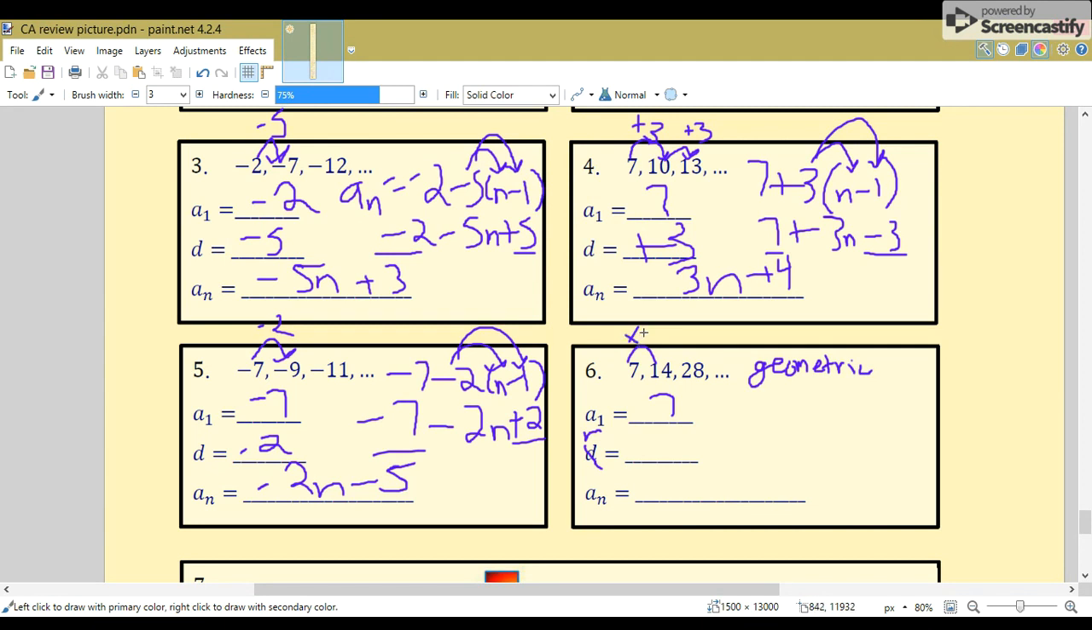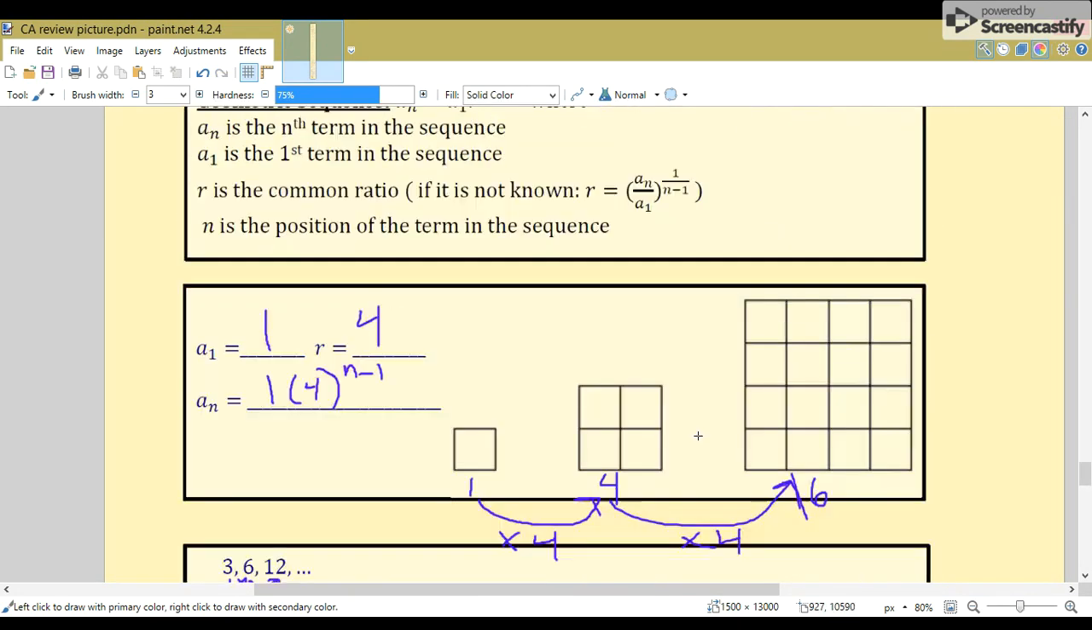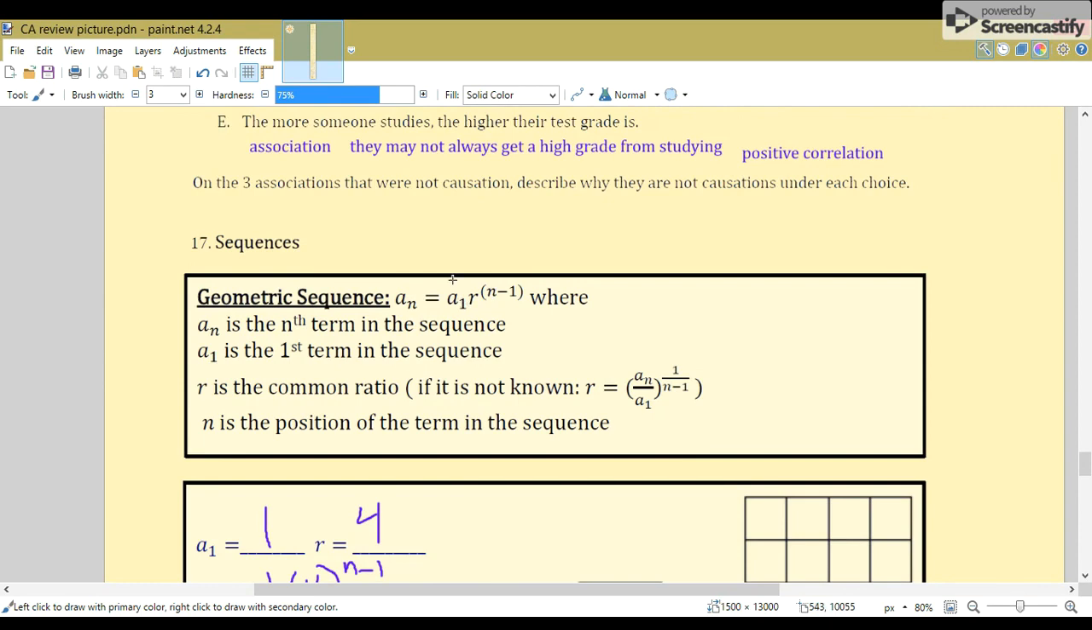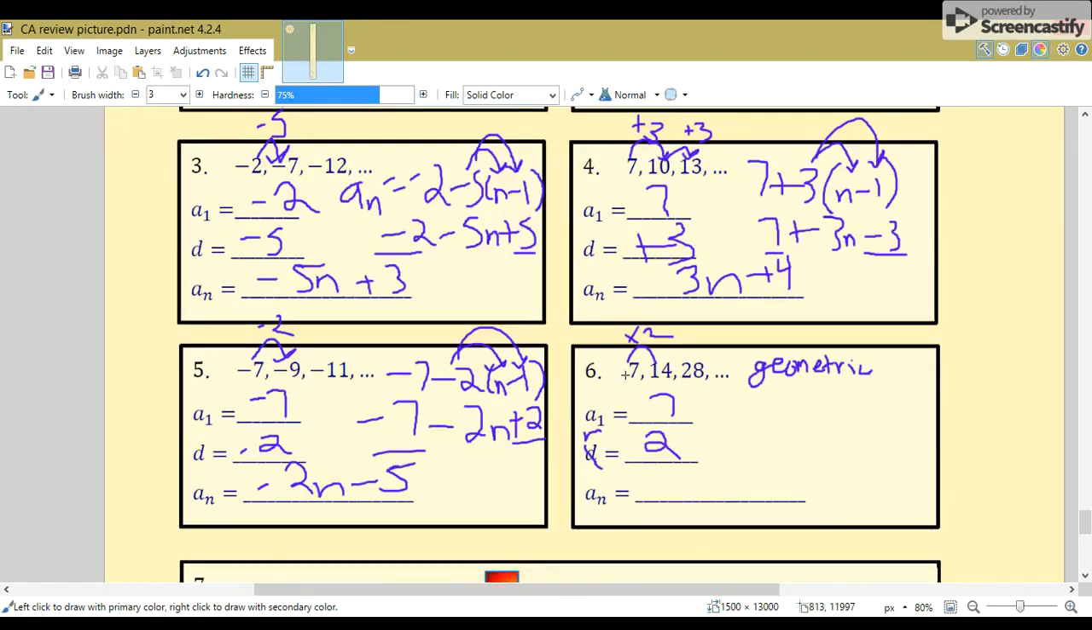This is geometric. So we'll change that to an R. So we multiply by 2 each time. So I plug it into the geometric formula. A of n equals A1, which is 7, times 2 to the n minus 1 power. There's no simplifying needed here, so that's it.